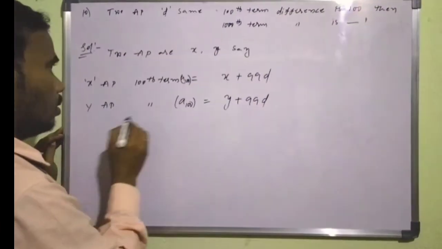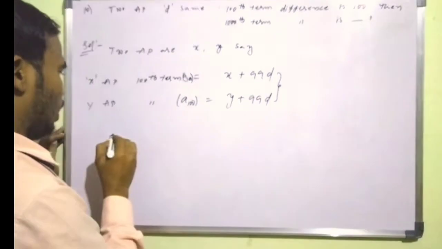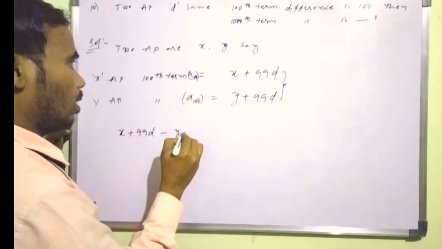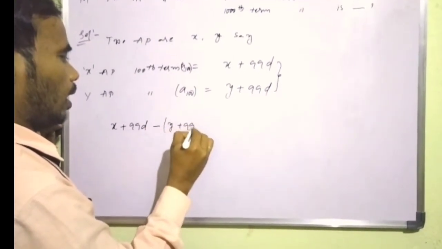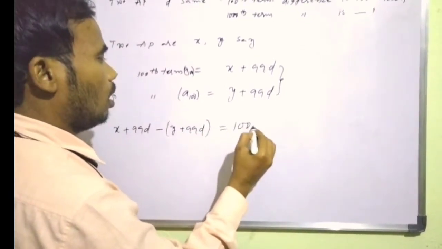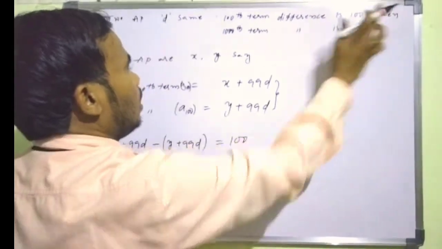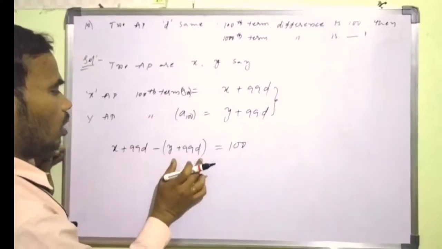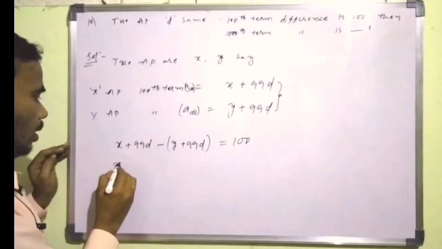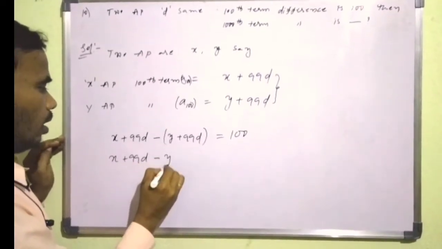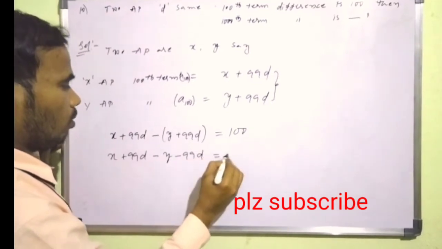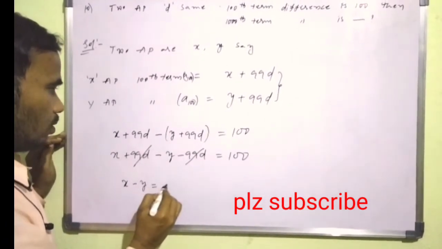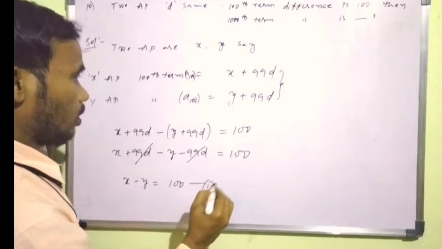Both have the same common difference, x plus 99d minus y plus 99d, the common difference is 100. Since the 100th term difference is 100, x arithmetic progression 100th term minus y arithmetic progression 100th term is equal to 100. That is x plus 99d minus y minus 99d is equal to 100. So 99d and 99d cancel, so x minus y is equal to 100. So this is equation 1.